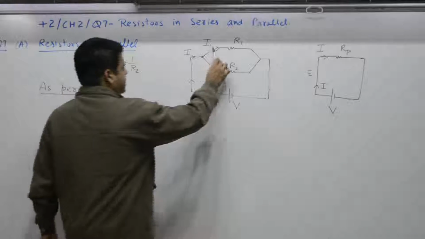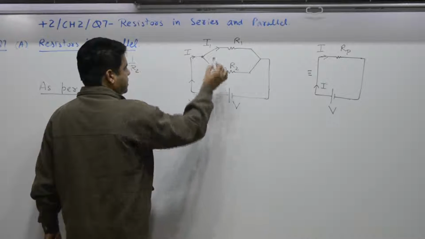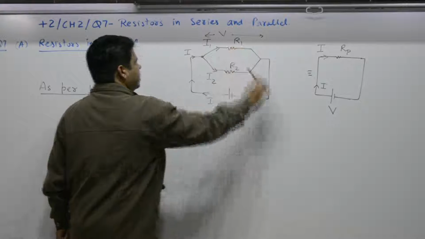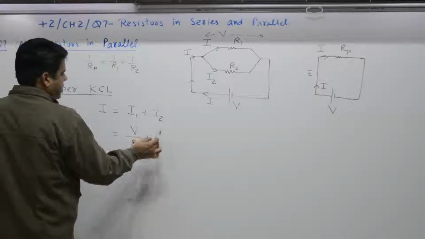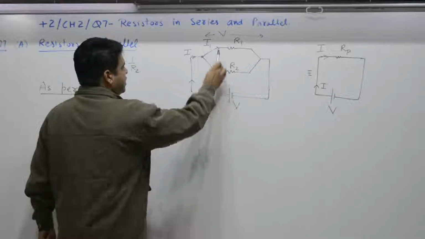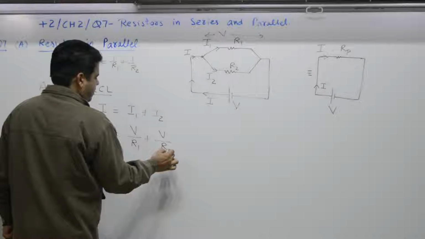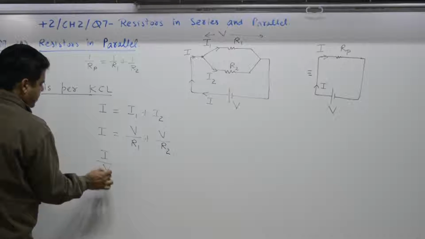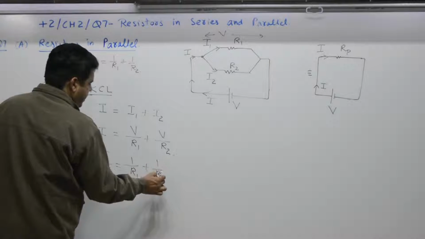I1 is equal to what? Apply Ohm's law for this case. What is the voltage across this? V, because they are connected in parallel. I1 is equal to V by R1. I2 is equal to what? Ohm's law. What is voltage across this? V. I2 is equal to V by R2. So I by V is equal to 1 by R1 plus 1 by R2.